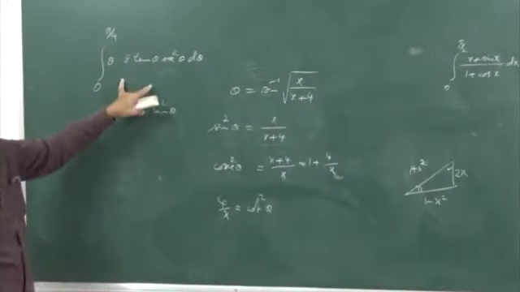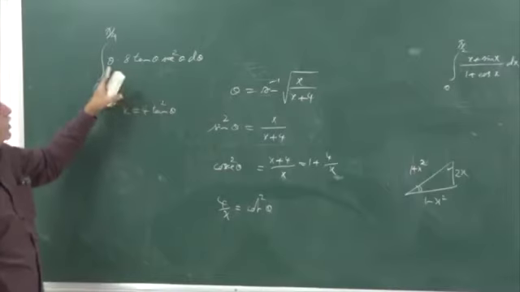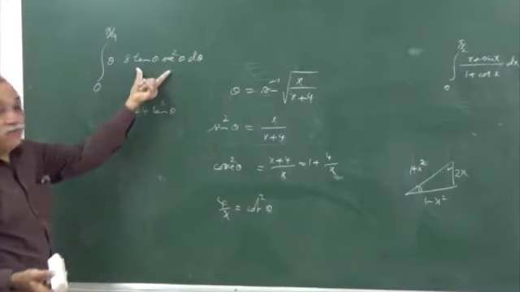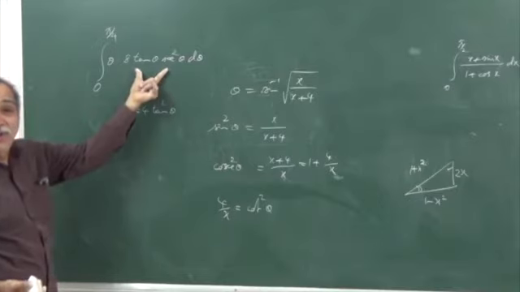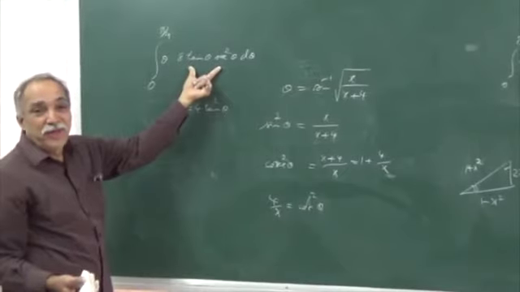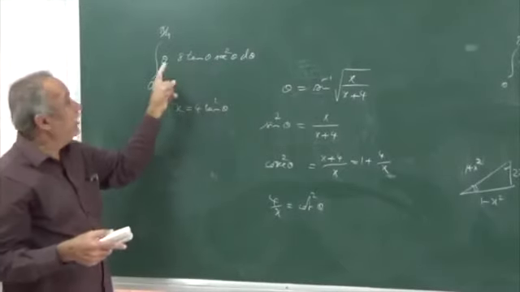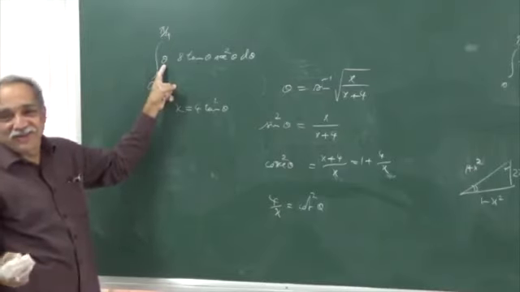How to get this integrated? Parts. First function, second function. Is not this easy enough to integrate? Yes. What is the integral? Tan square theta by 2 minus integral of derivative of first, which will become 1. Is it clear?